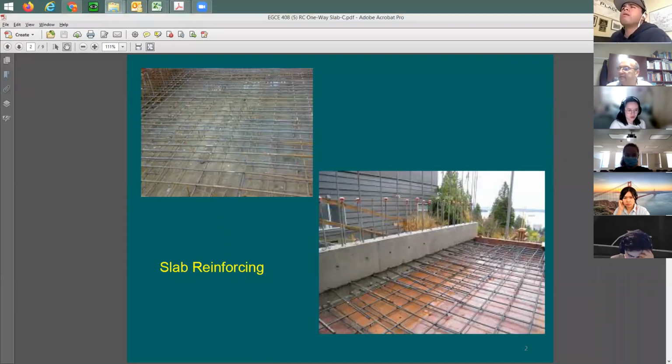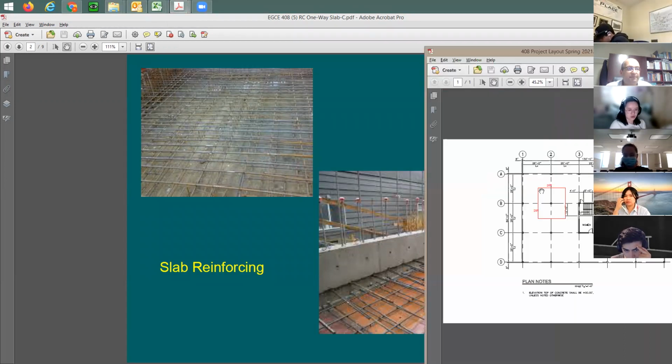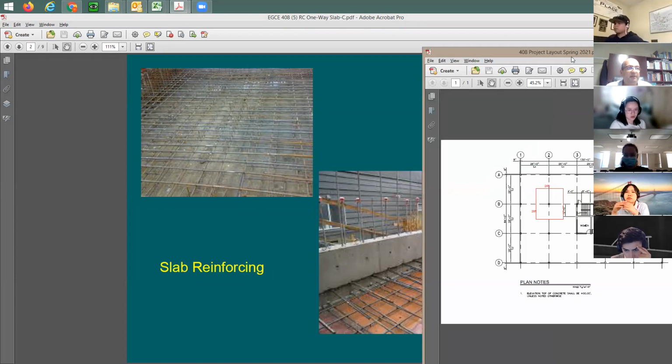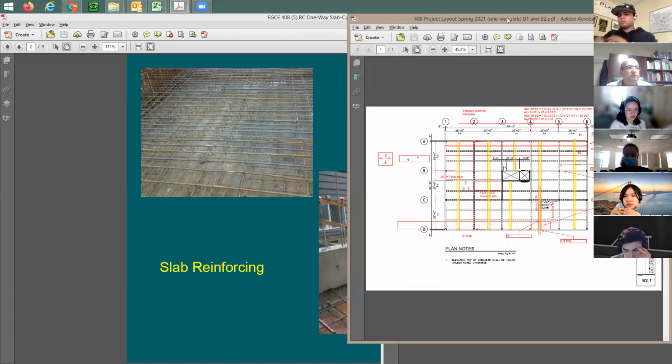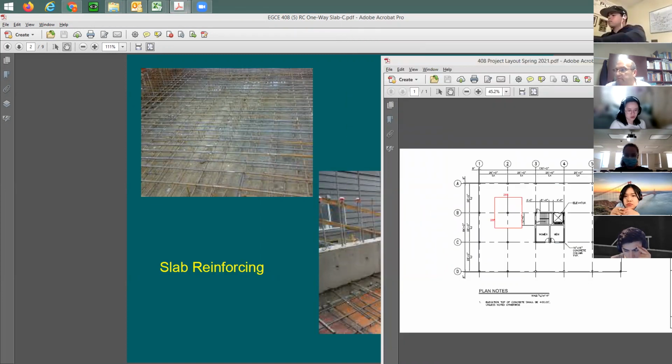I want to give you here a quick example for one-way slab in the plan. Here's one case. Here's for a building. Just give me a second, please.